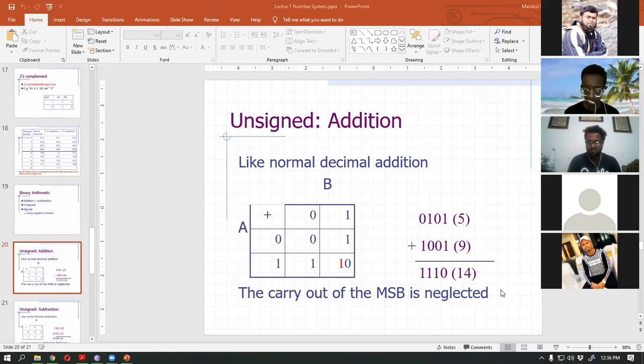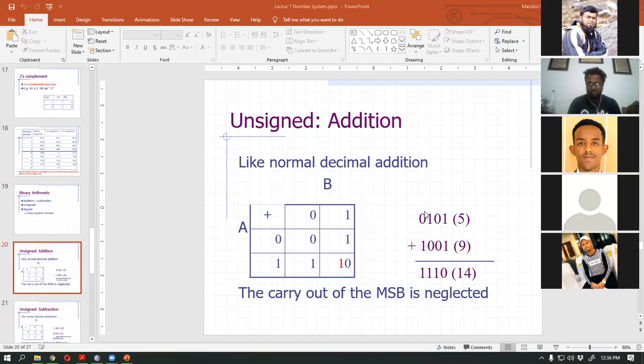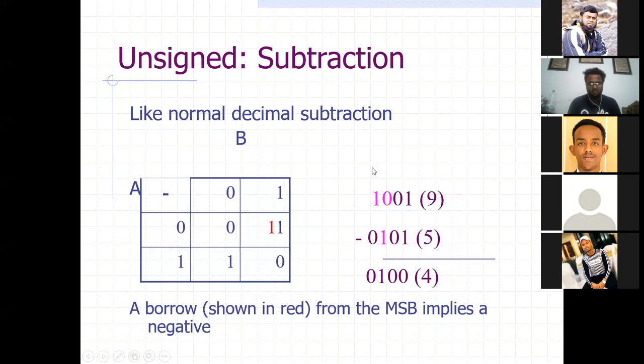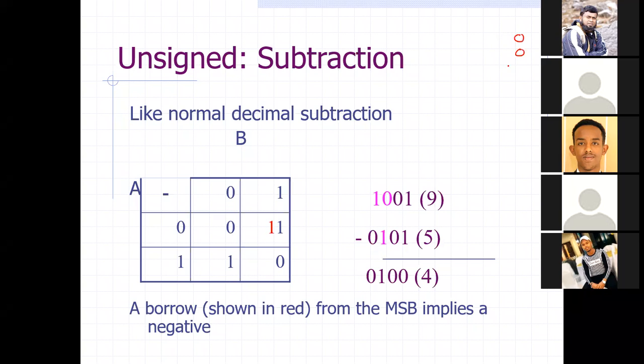So now, addition cleared. Now our topic is subtraction. So now subtraction rules, at first we need the rules, okay? Subtraction also has four rules: 0 0, 0 1, 1 0, and 1 1.